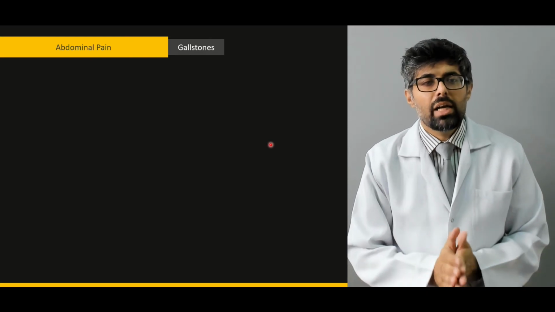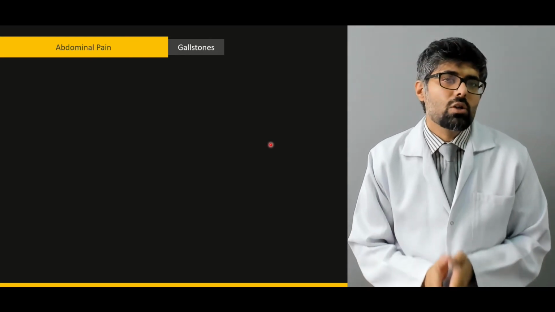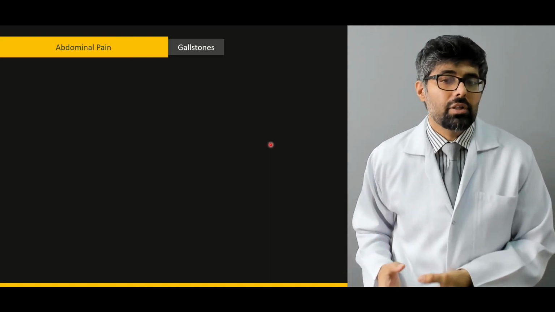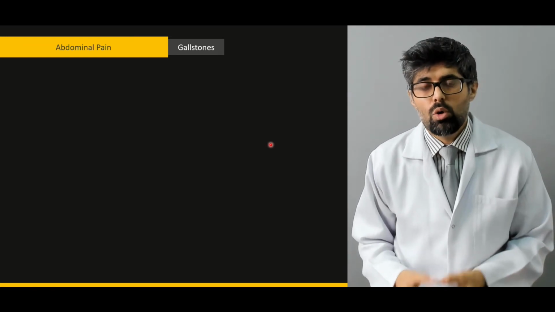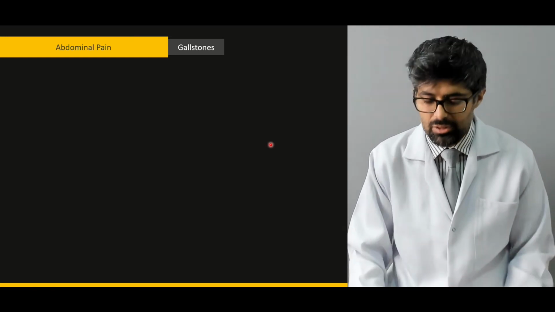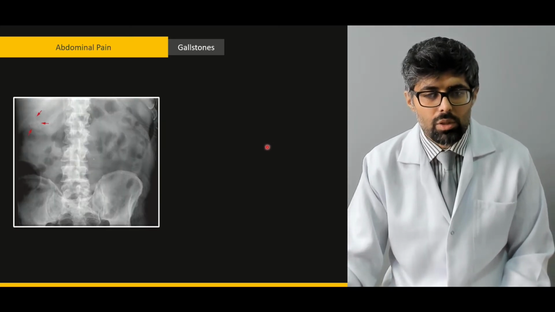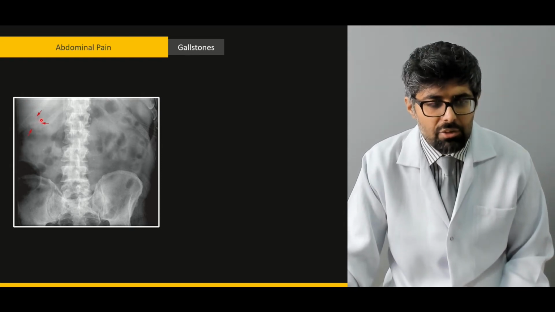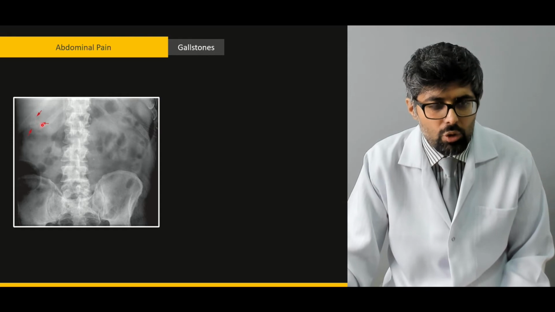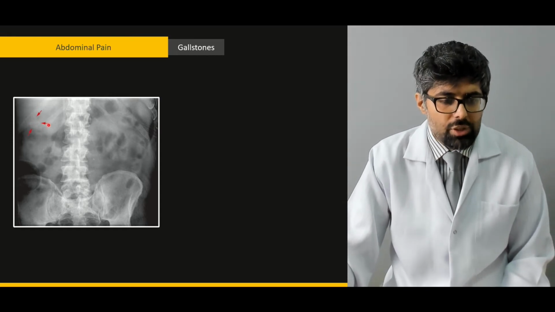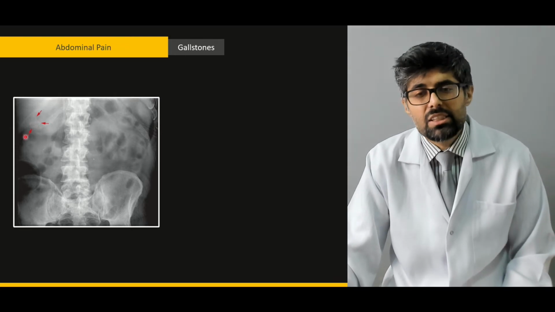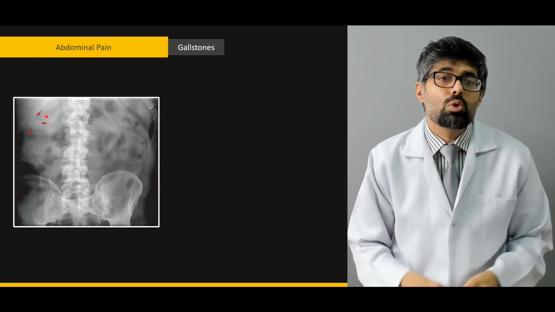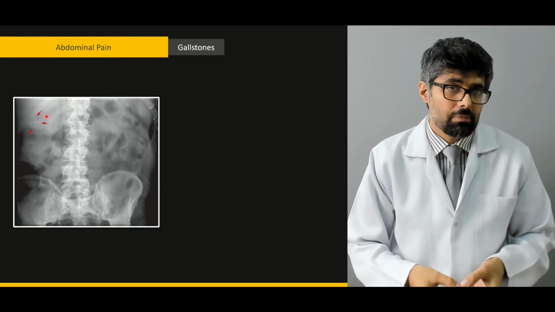Now, like I said earlier, one of the major causes of abdominal pain, especially in the right upper quadrant, is the presence of gallstones or acute cholecystitis. In this abdominal X-ray, we can see that this is the right upper quadrant and we have a collection of stones. These stones are actually present inside the gallbladder, which is the organ that stores the bile made by the liver.